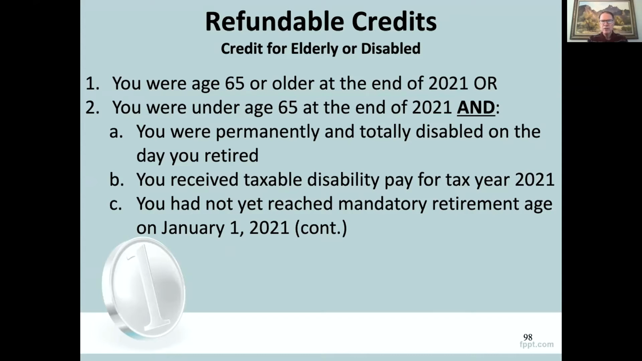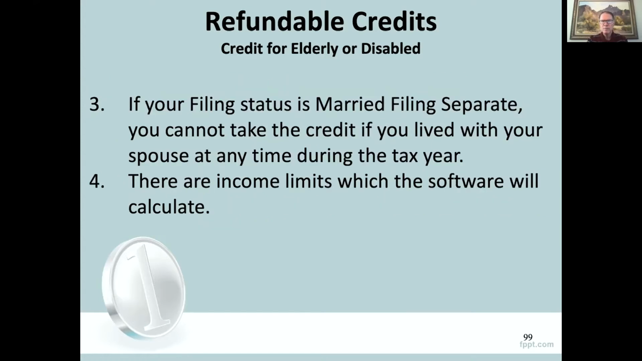The credit for the elderly or disabled. You might see this. It's for people who are 65 and older at the end of 2021 who were permanently and totally disabled on the day you retired. You've received taxable disability payments, but you have not yet reached the mandatory retirement for your particular industry. The income level is so low, I doubt you will see anybody for this, but there is a credit. Unmarried filing separately, of course, you can't take the credit.